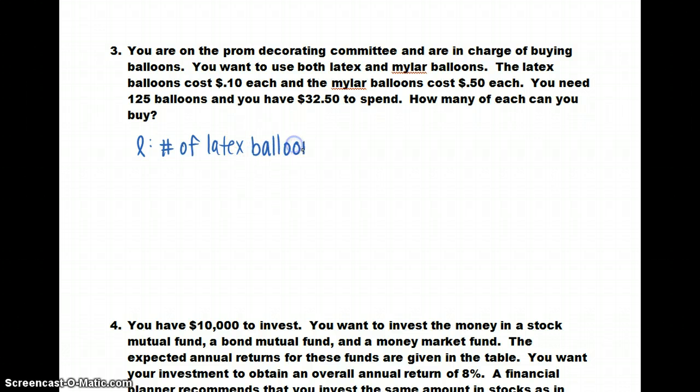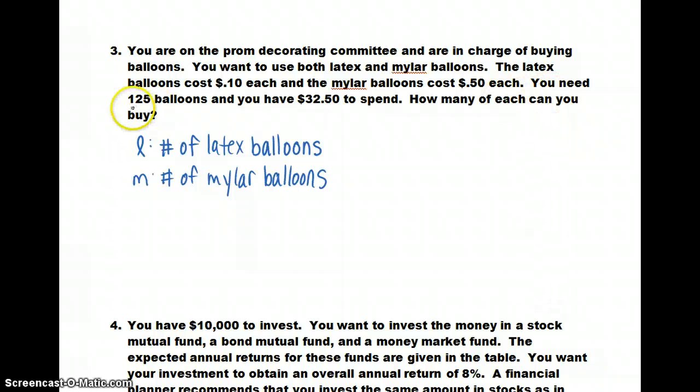And I find it easier to write these equations once I define my variables. So I would always suggest to define your variables first. And I'm going to let M be the number of mylar balloons. So now, the first thing we need to determine is an equation for the number of balloons.